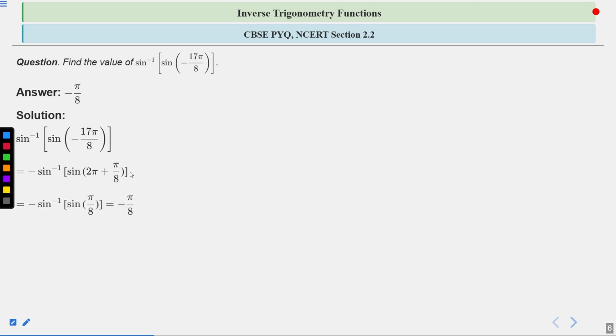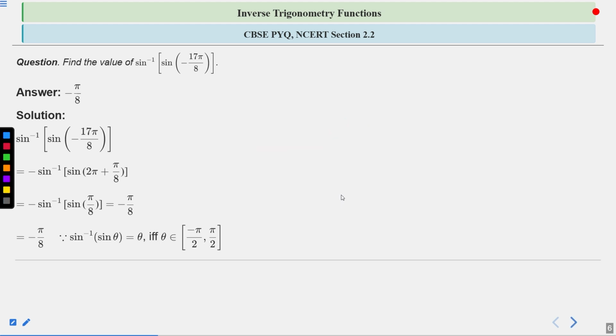So we can write further this expression as minus sine inverse sine of 2 pi plus pi by 8. Now we know that sine of 2 pi plus theta is basically sine theta, because 2 pi plus theta will come in the first quadrant. Therefore minus of sine inverse sine of pi by 8 will be equal to minus of pi by 8. Got it?